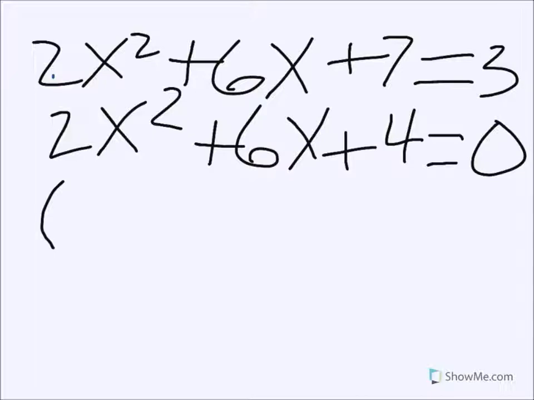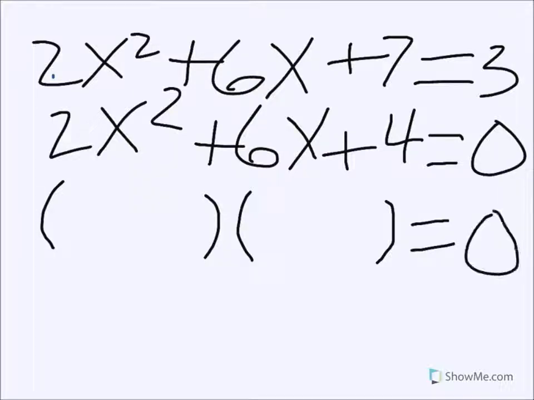Then we're going to factor it so that we have two quantities in parentheses. So we know that on one side is going to be 2x and on the other x, and that's where we get the x squared from. And then we need a number that multiplies to 4 but adds to 6. And we know it's going to be plus on both sides.